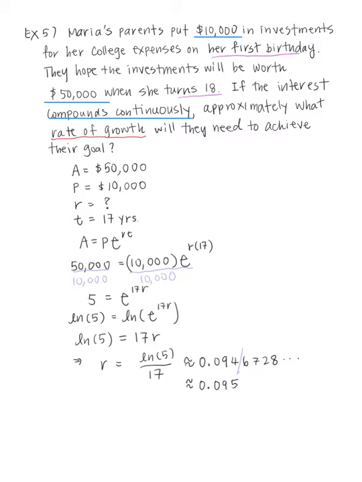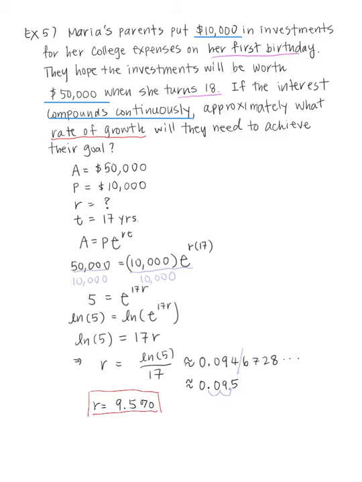All right, at the very last step, we need to convert this in terms of a percent. So what we need to do is take this decimal place and move it 2 places to the right. So it looks like our r is going to be 9.5%. So our answer is going to be, let me just write down everything in a sentence. So the parents need the rate of growth to be approximately 9.5%.